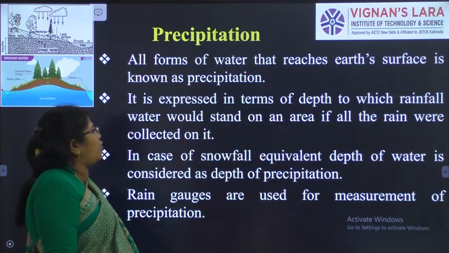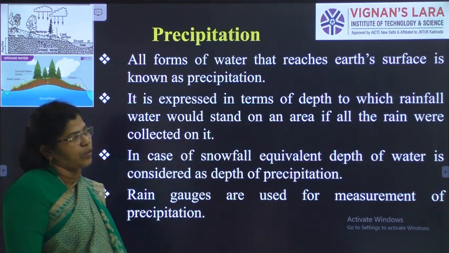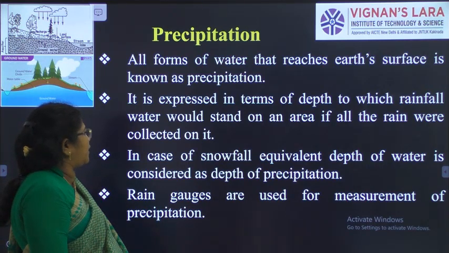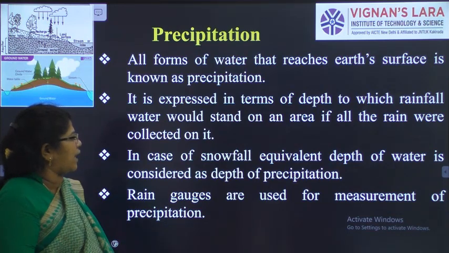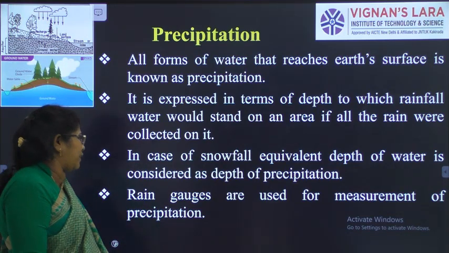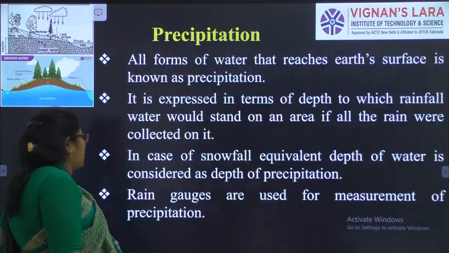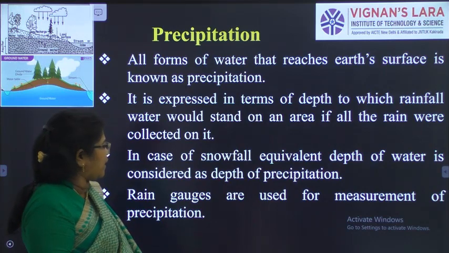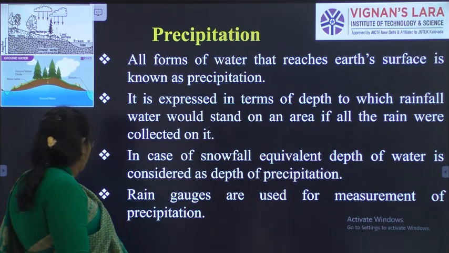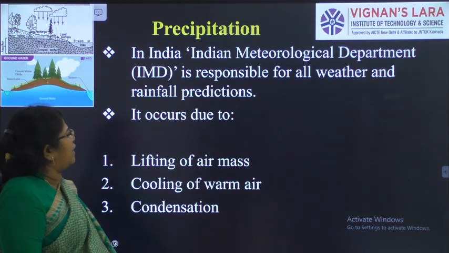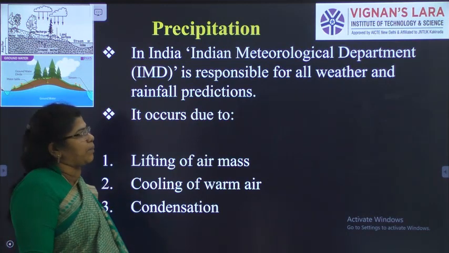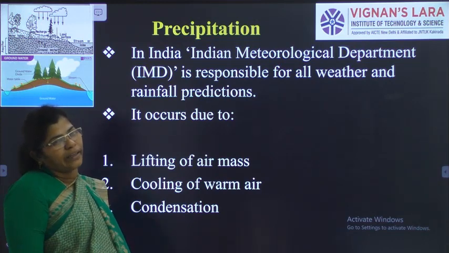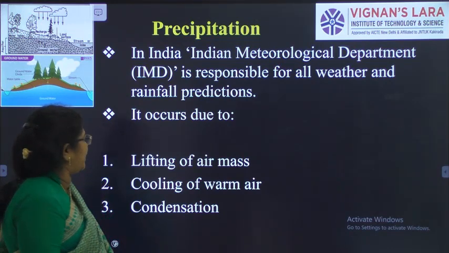Okay. So all forms of water that reach the earth's surface are known as precipitation. It is expressed in terms of the depth to which rainfall water would stand on an area if all the rain were collected on it. In case of snowfall, the water equivalent depth of water is considered as the depth of precipitation. Rain gauges are used for measurement of precipitation. In India, the IMD, or Indian Meteorological Department, is the main body that tells how much water will be precipitated. They have rainwater data for several years, right?